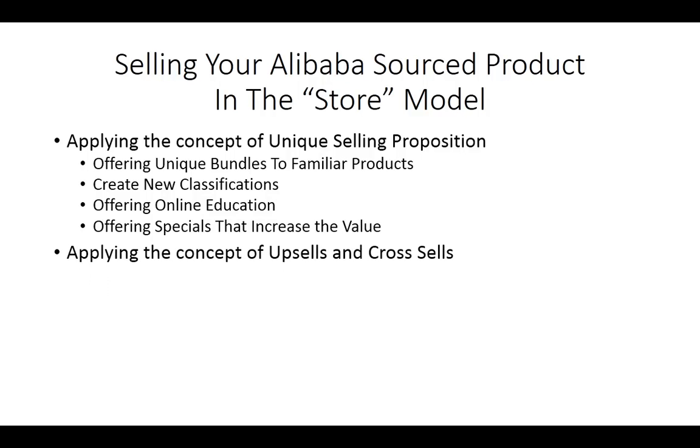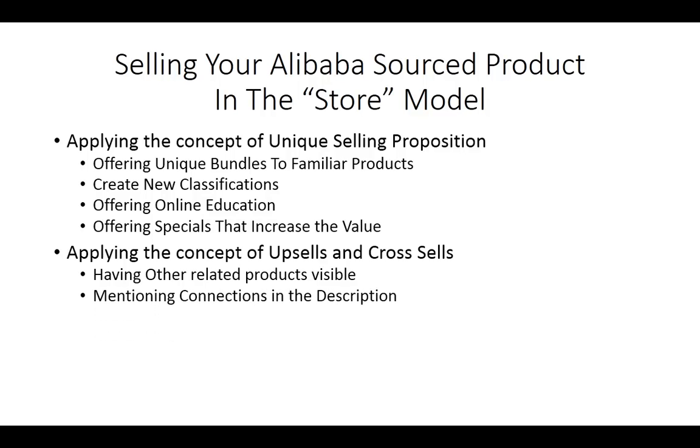Now, we also want to apply the concept of upsells and cross-sells, or exponential marketing. Now, that means then that in our store, we want to make sure that we have other related products visible to our buyer. Whether this is in Amazon, whether it's in eBay, we want to make sure that if the customer is looking for other products to complement their buy, we have those products and that they are available. We do what we can to make sure that we mention those connections in our product description so that the customer knows to go looking in our part of the store so that they can find the products that they need that complement their purchase and help them to enjoy that purchase more.